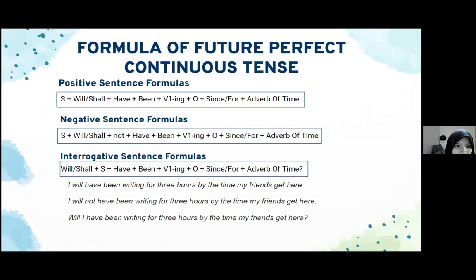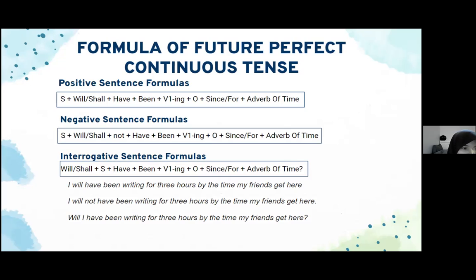The formula of future perfect continuous tense is, first, positive sentence formulas. Subject plus will or shall plus have plus been plus verb one plus ing plus object plus since or for plus adverb of time. Second, negative sentence formulas is subject plus will or shall plus not plus have plus been plus verb one plus ing plus object plus since or for plus object of time.